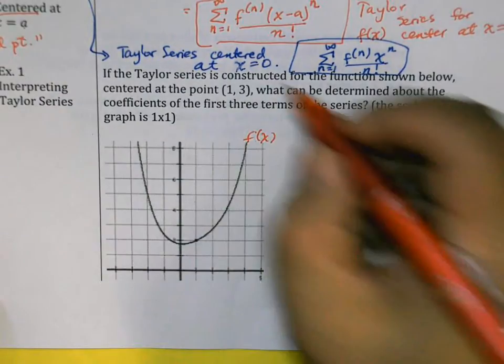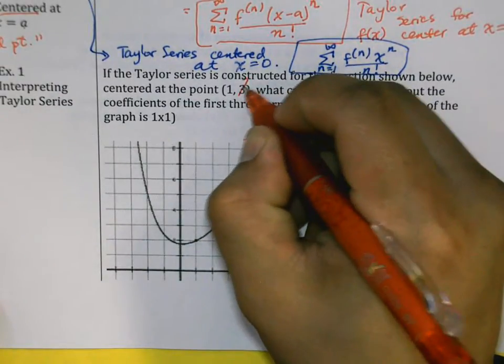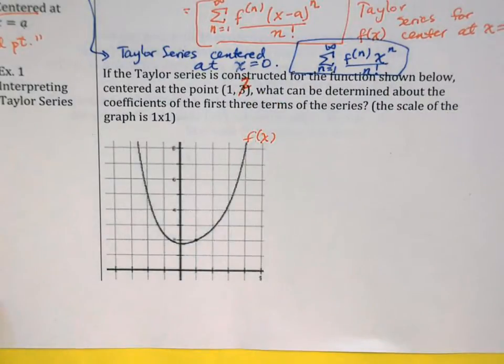Okay, and this is a typo. This should be 1, 2, not 1, 3. That should be a 2 there. Okay. What can be determined about the coefficients of the first 3 terms in the series?